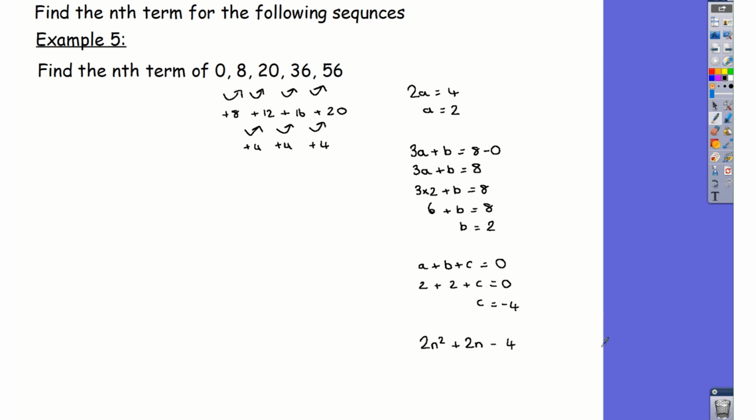So again, double check you've got it correct. If you're happy with this, then please move on to the website and have a look at having a go at some of these questions.